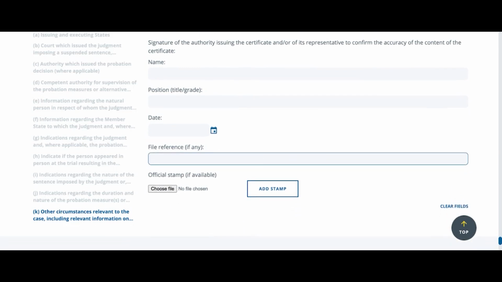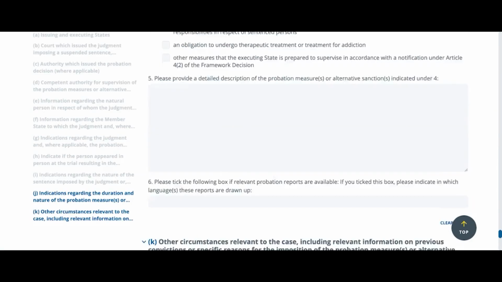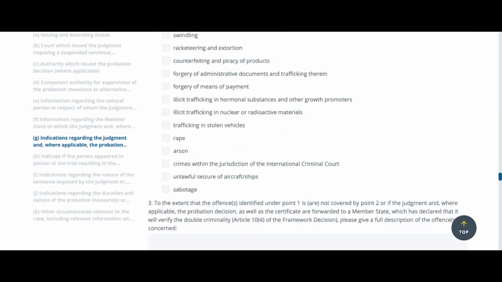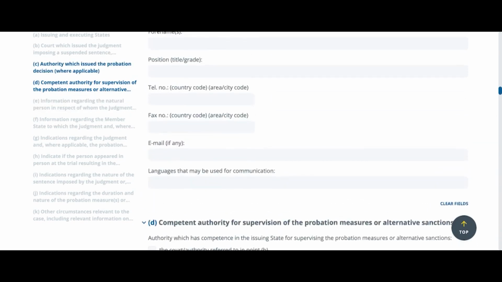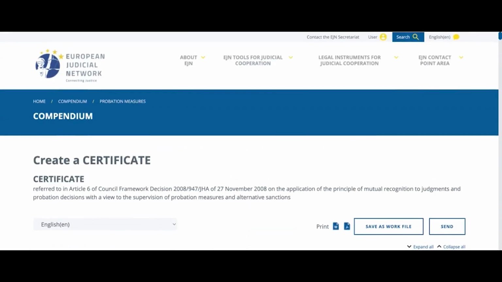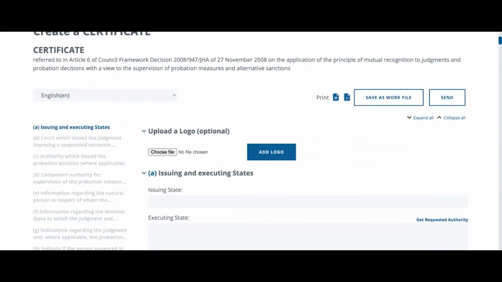Now there are different options. The certificate can be saved and sent from the platform, in which case you need to click on send, or you can save it as a work file and then come back to it if it's not finished or you need to check some more information and so on, just to make sure that you don't lose any information. You can click on save as work file, and then you can come back later on.